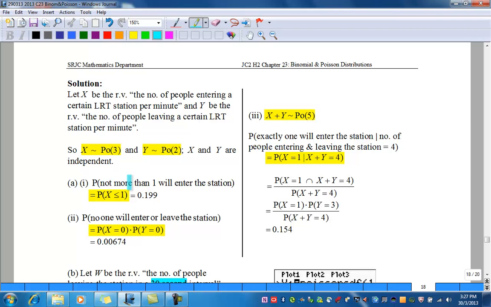Part 3. To find the probability that exactly 1 will enter the station given the number of people entering and leaving the station is equal to 4. Take note that in part 3, this is a conditional probability. And we need to know the new random variable, the sum x plus y, which will follow a Poisson distribution 5. The required probability will be probability of x equals 1 given that x plus y is equal to 4. This is a conditional probability.